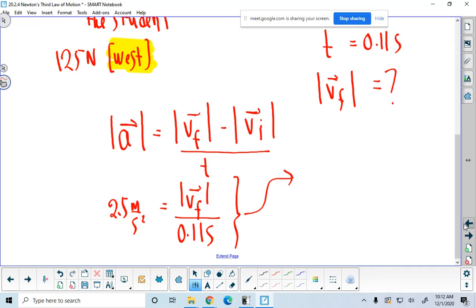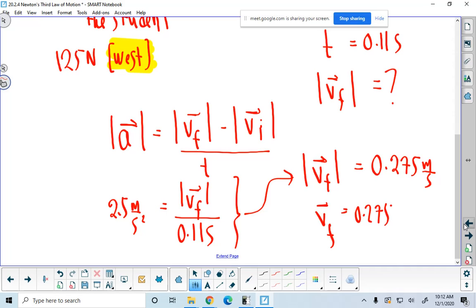Cross multiplying would give 2.5 times 0.11, which I believe is 0.275. Excellent. So the final speed is 0.275 meters per second. The velocity then, which is what we are asked about, is 0.275 meters per second west. So really, kind of the only thing that's different about this is you had to use Newton's third law to determine the force on the student.